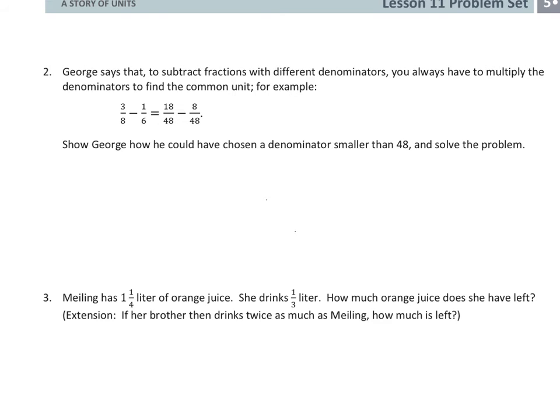All right, so number 2 says, George says to subtract fractions with different denominators, you always have to multiply the denominators to find the common unit. So for example, here's the problem that he had. And he's saying that if you multiply the 8 and the 6, which is 48, that is going to be your only denominator, which is actually not correct because we have to show George how he could have chosen a different denominator smaller than 48.